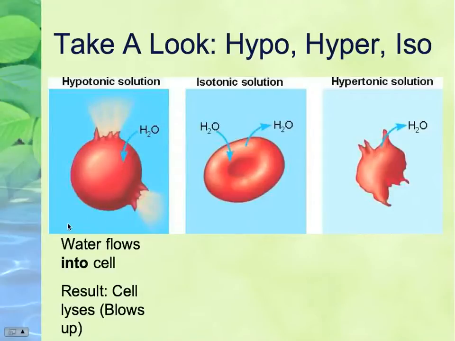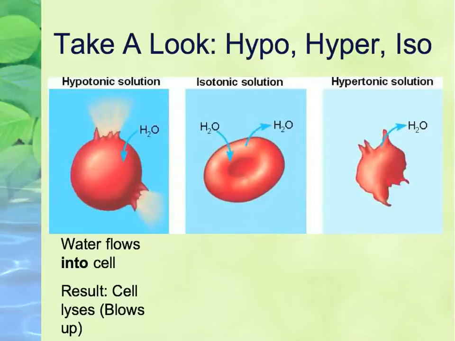The word lyse, by the way, if you recall from the study of organelles, we said lysosome means to destroy. It literally means that the cell blows up, okay? So what happens in a hypotonic solution is cells have the potential to increase in volume and ultimately their cell membrane gives way and they pop. That's what happens if you submerge a cell in a solution that is too pure.